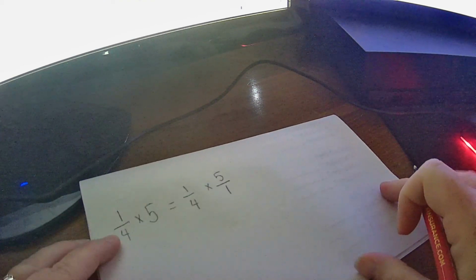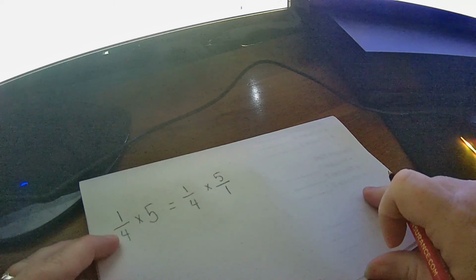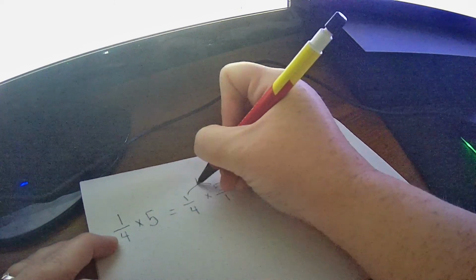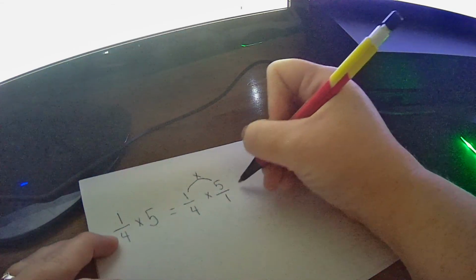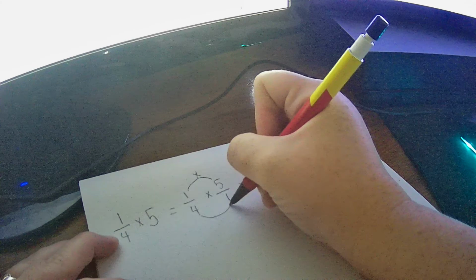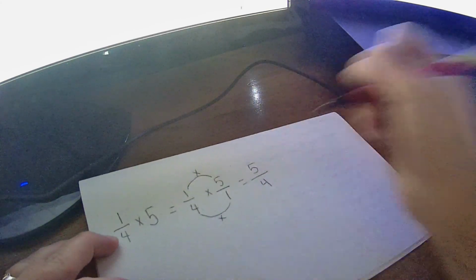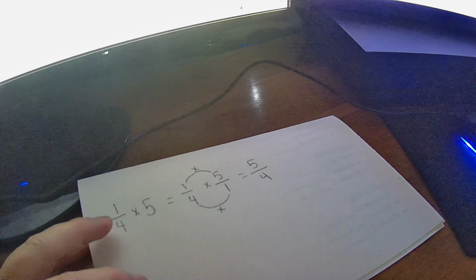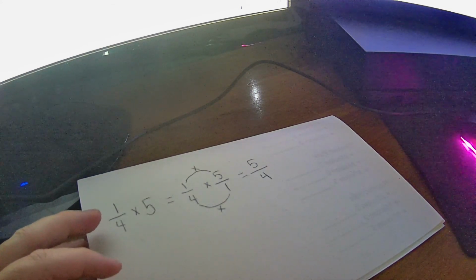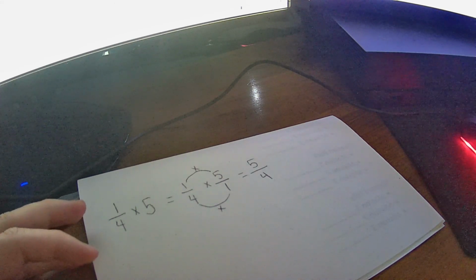The next steps are just like the steps from fraction times a fraction. We have the numerator times the numerator. 1 times 5 is 5. We have the denominator times the denominator. And 4 times 1 is 4. So now we have an improper fraction. So this is not a simplified fraction. We need to turn this back into a mixed number.